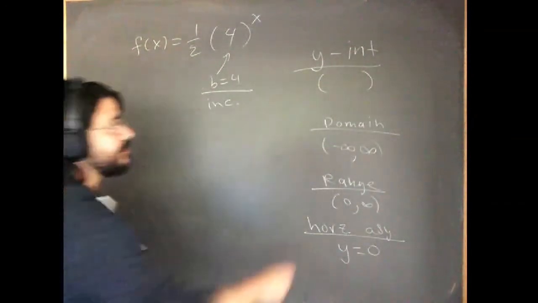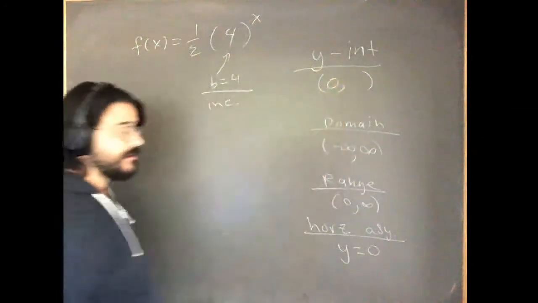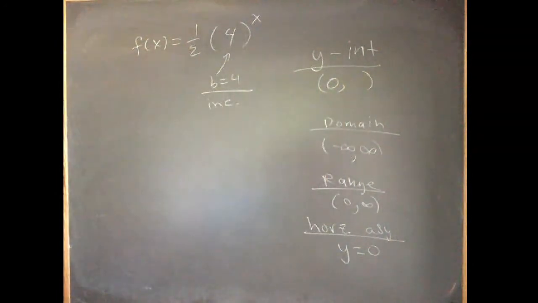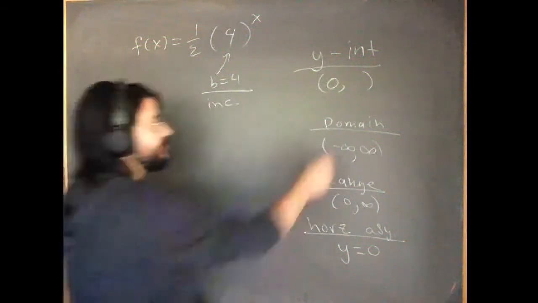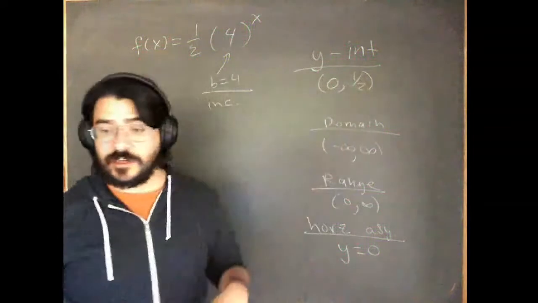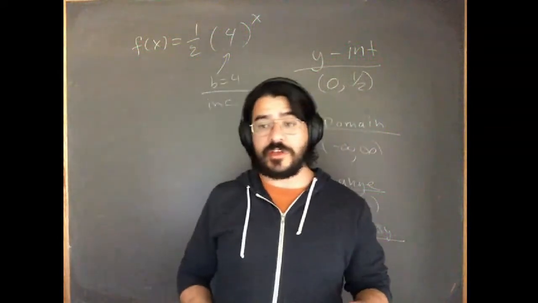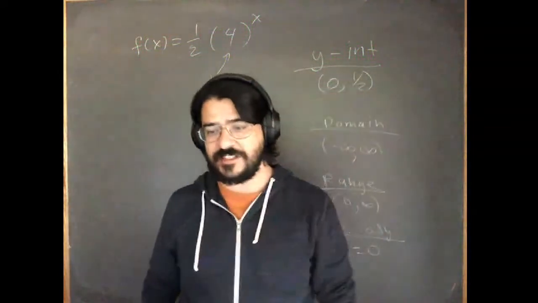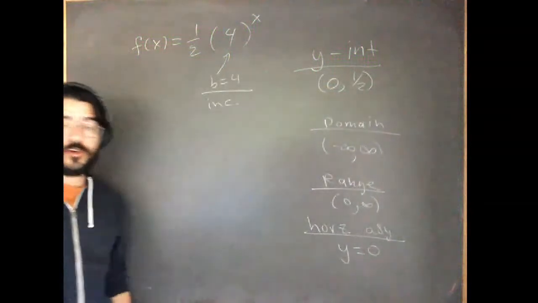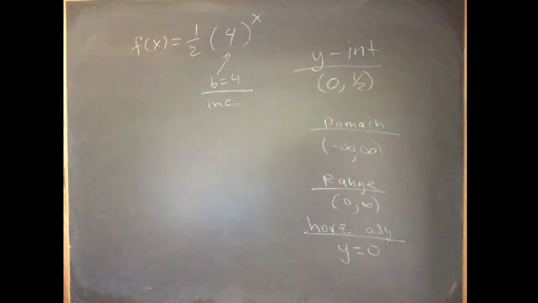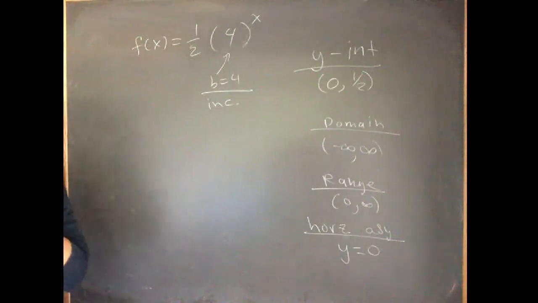Where does it start out at? The y-intercept? The x value of the y-intercept is always 0, but what's the y value? 1/2, right? So we know that it's sort of like the regular 4 to the x exponential, but it's been compressed down. So even though it's growing really fast, it's still been cut in half at the very beginning, and that tells us where that 1/2 is.